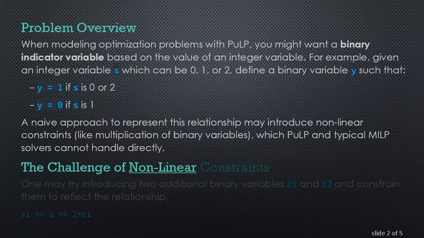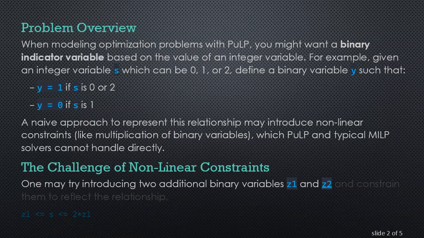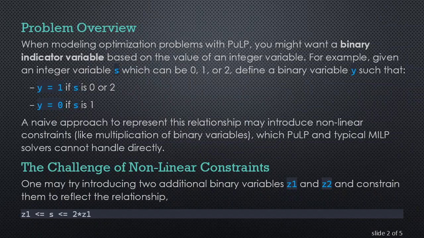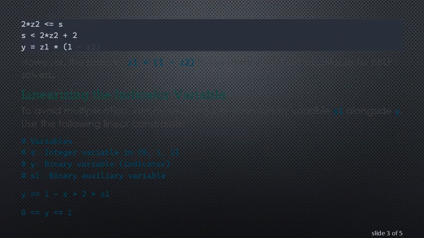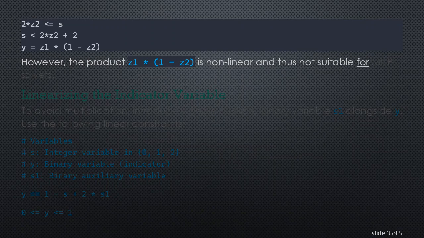The challenge of nonlinear constraints. One may try introducing two additional binary variables z1 and z2 and constrain them to reflect the relationship. However, the product z1 * z2 is nonlinear and thus not suitable for MILP solvers.